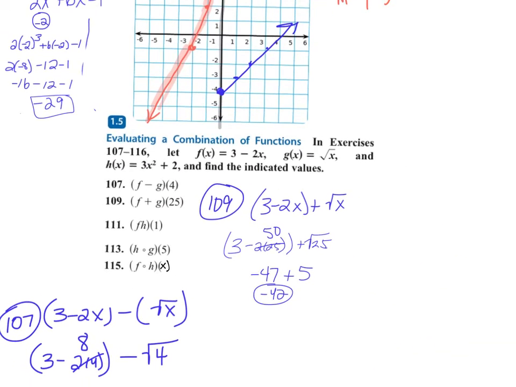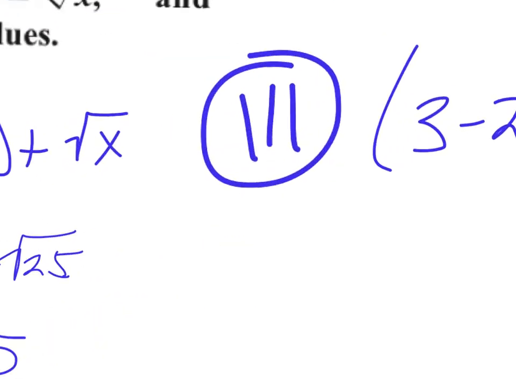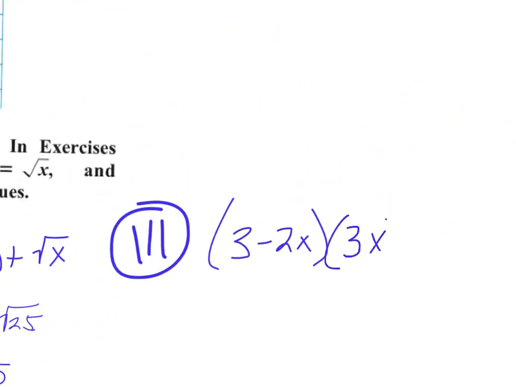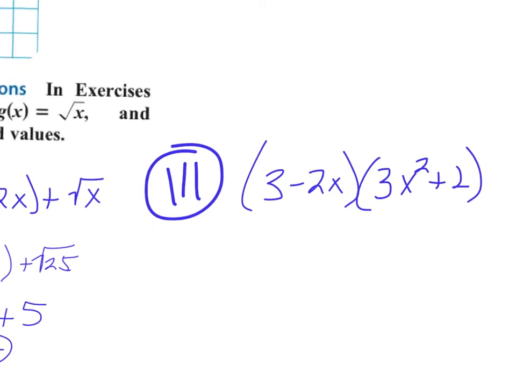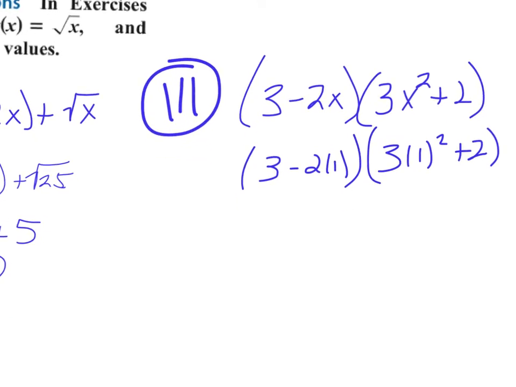Multiply. So take the f function, which is 3 minus 2x, and h, 3x squared plus 2. What number do they want me to plug in? 1. So you have 3 minus 2 times 1, and then 3 times 1 squared plus 2. What's 2 times 1? Right, negative 2. So 3 minus 2 is 1. And then you have 1 squared is 1 times 3 is 3. What's 3 plus 2? So what's your answer? That's it.